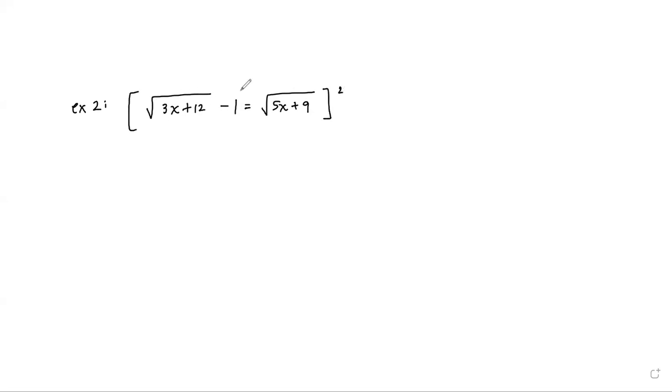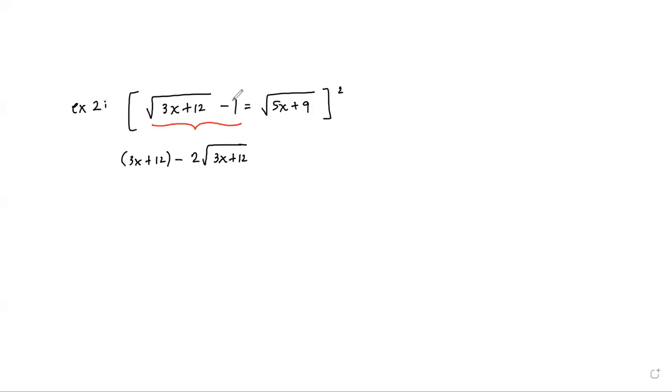If we square the left side, it's going to be the square of a binomial. To square this, we will be squaring the square root of 3x plus 12, and that's simply 3x plus 12. And then that's minus twice the product of this term and this term. So that's going to be 2 times the square root of 3x plus 12.